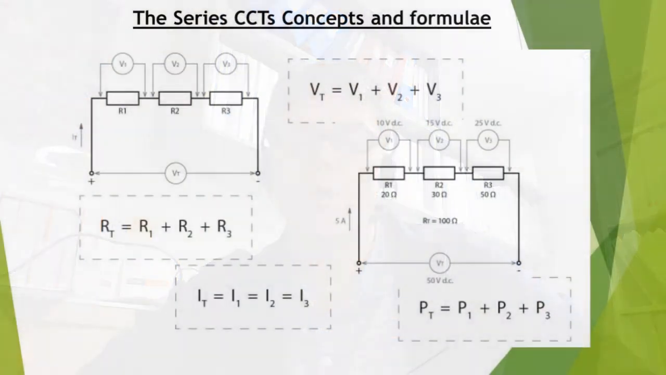We're trying to cover off in particular on this video some key concepts, and those being VT. VT is equal to V1 plus V2 plus V3. What does that mean? We'll cover that. RT is equal to R1 plus R2 plus R3. So in a series circuit, we simply add the resistances together.